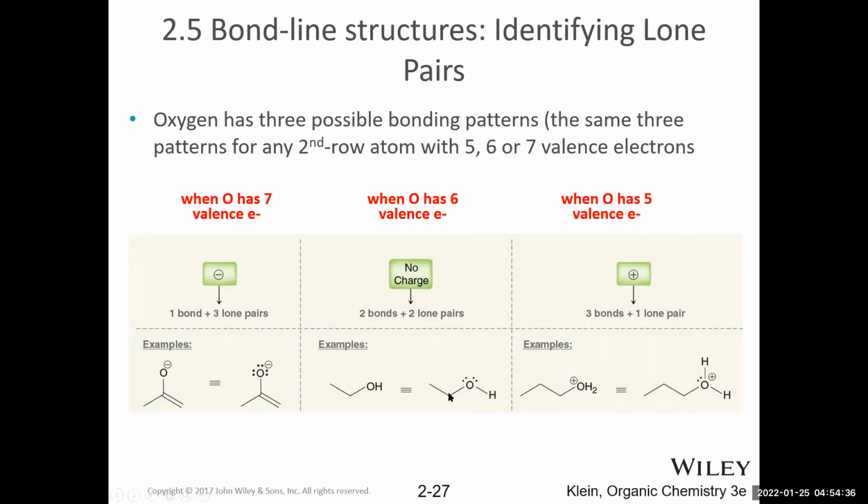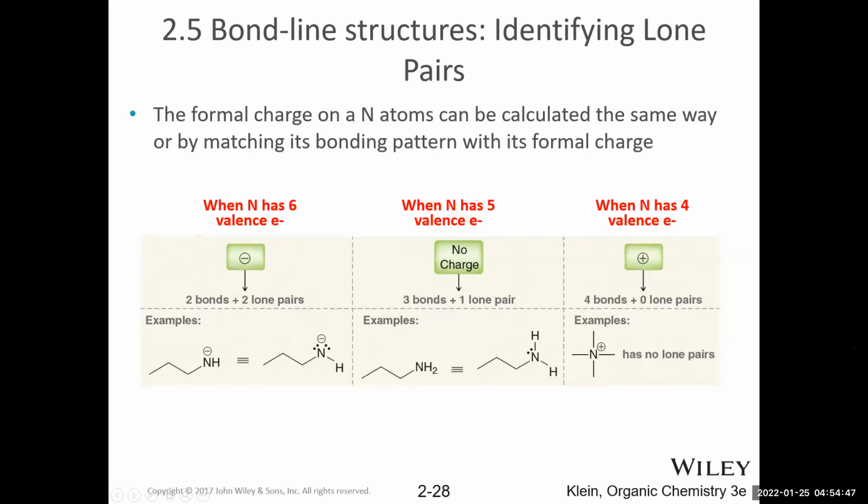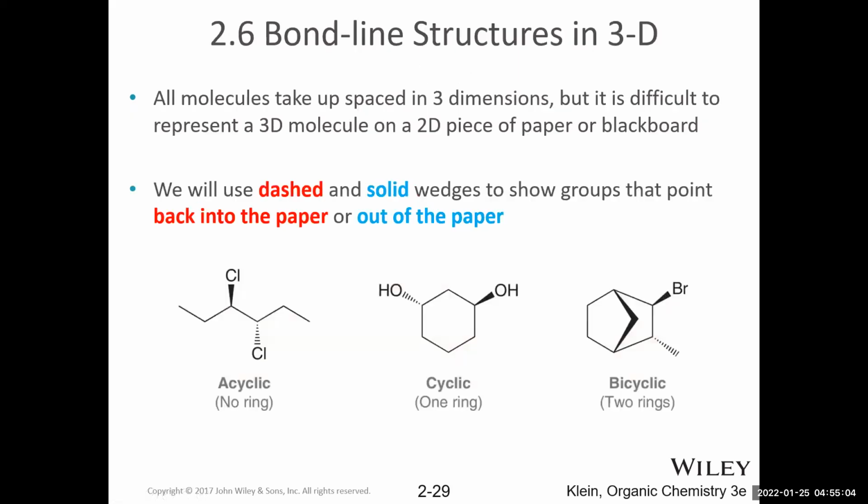When oxygen is making 2 bonds and has 2 lone pairs, it's neutral. When it's making 3 bonds with 1 lone pair, it has a positive charge. So those are some common patterns to be aware of. Nitrogen also has some common patterns. Nitrogen in its neutral state will have 3 bonds with 1 lone pair. If it's making 4 bonds with 0 lone pairs, it will have a positive charge. And 2 bonds with 2 lone pairs will end up with a negative charge.